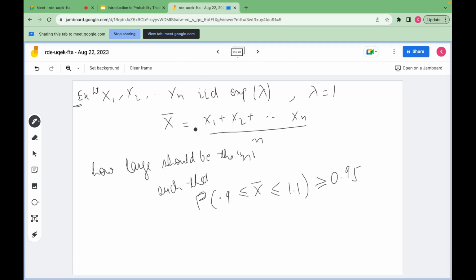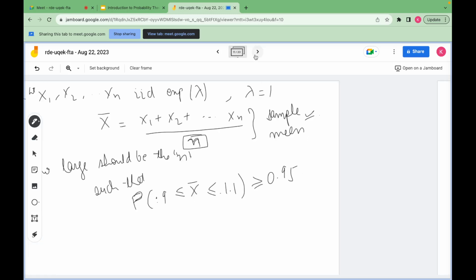Okay, so we are given a sequence of independent identically distributed random variables. All of these random variables have an exponential distribution with lambda equal to 1. We are given that x bar is x1 plus x2 till xn divided by n. This is also known as the sample mean. So we need to find how large the value n should be so that the probability that x bar falls into 0.9 to 1.1 is greater than 0.95.